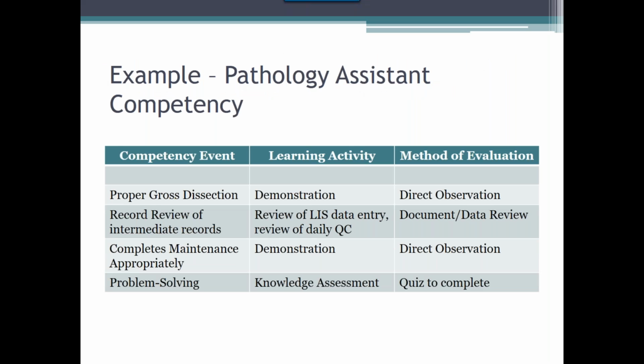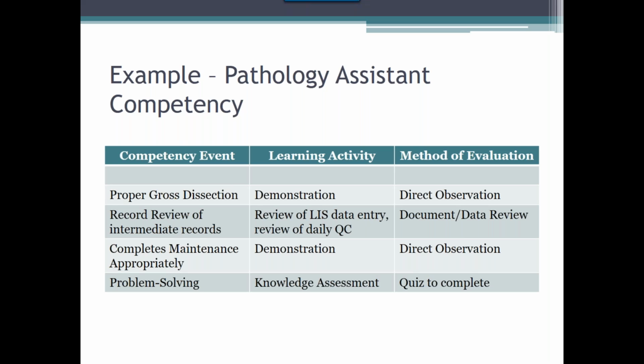The competency of a pathology assistant is oftentimes done hand in hand with the pathologists themselves, particularly when it comes to the proper gross dissection. So again, this is a direct observation of the demonstration of the gross dissection by the pathology assistant. And generally a pathologist will participate in this as well to ensure that the PAs are doing their dissection as per our policy.